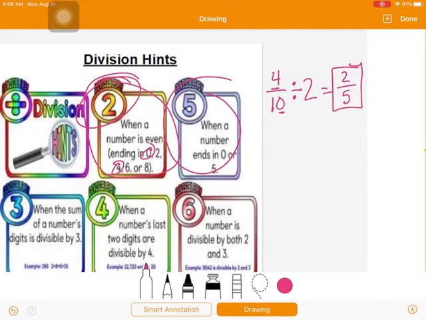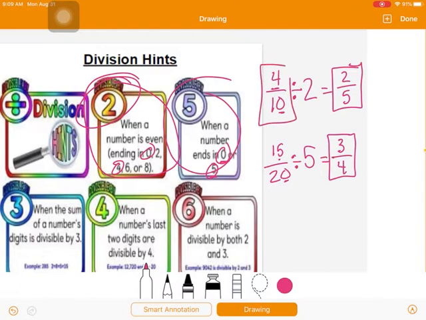Next, let's look at a fraction for the division hint of 5, which means the number is going to end in either a 0 or a 5 only. So if I have 15 over 20 and I want to simplify it, I have a 5 and a 0, which means I can simplify this fraction by dividing both sides, top and bottom, by 5. 5 goes into 15 3 times, and 5 goes into 20 4 times. 3/4 is as small as it goes. 3/4 is my simplified answer.